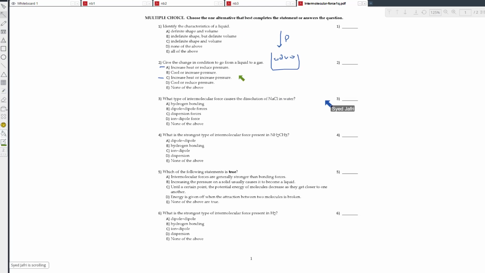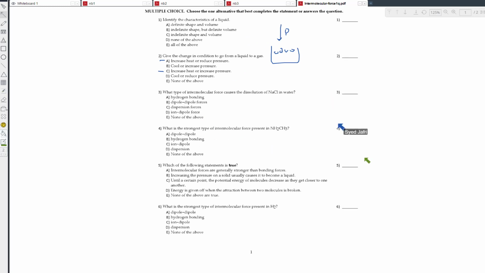Okay, what about the third? What type of intermolecular force causes the dissolution of NaCl in water?